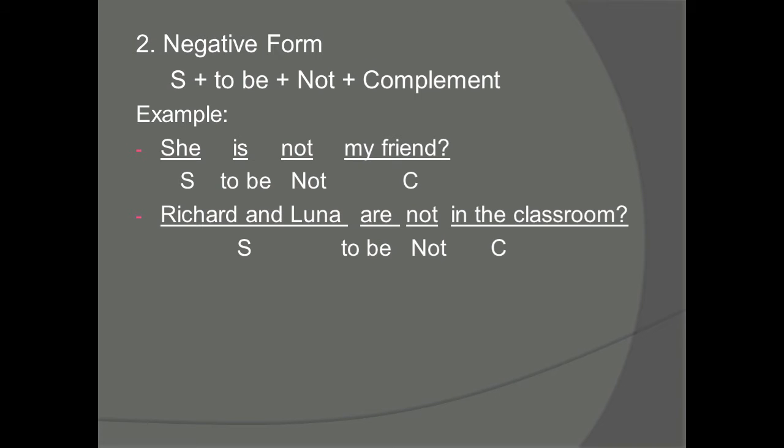Negative form. Subject plus to be plus not plus complement. Example: She is not my friend. Richard and Luna are not in the classroom.